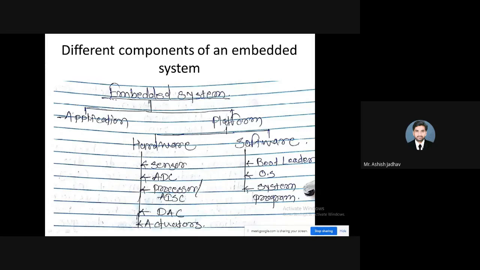But what is important here? What plays the important role in this complete process?